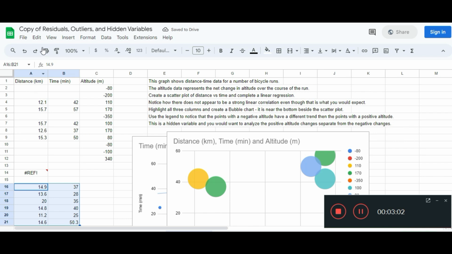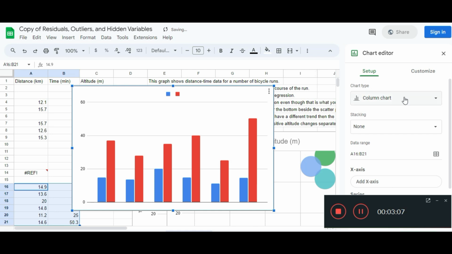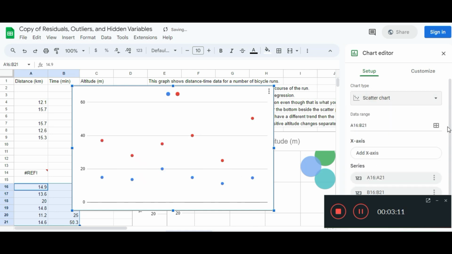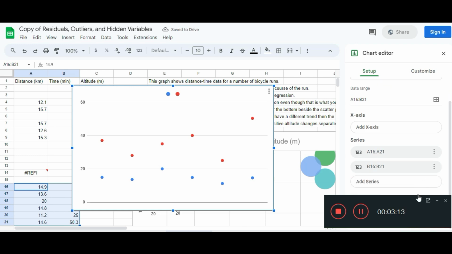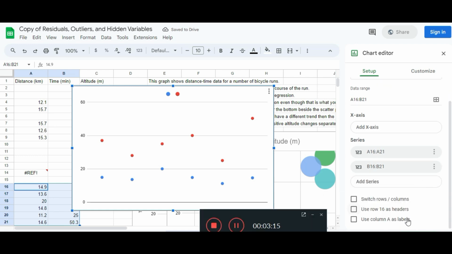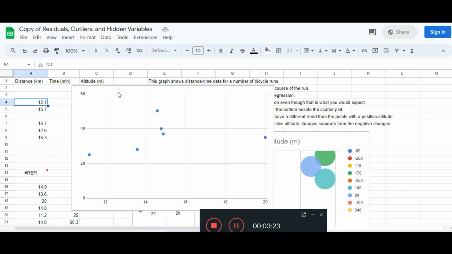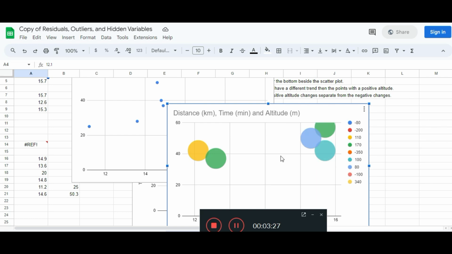If I go to insert chart and change it to a scatter plot, and I think I have to scroll down and check that box, then there's a bit more of an obvious trend. And then I would do the same thing with the points that were left behind. So that is how you create a bubble chart to allow yourself to see different trends and to look for a hidden variable.